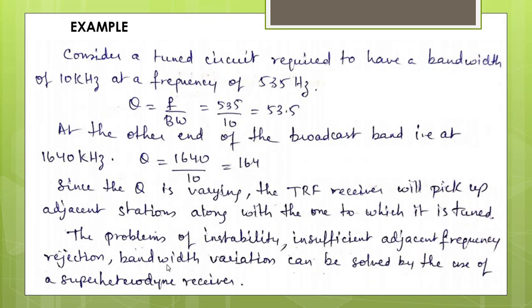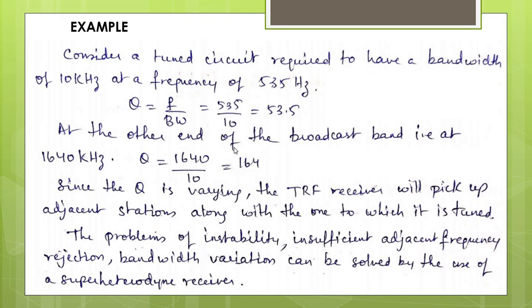So we have an example here. Consider a tuned circuit which is having a bandwidth of 10 kHz with a frequency of 535 kHz. The quality factor is given by the formula frequency divided by the bandwidth. So here the frequency is 535, bandwidth is 10. If we divide both, we get 53.5.